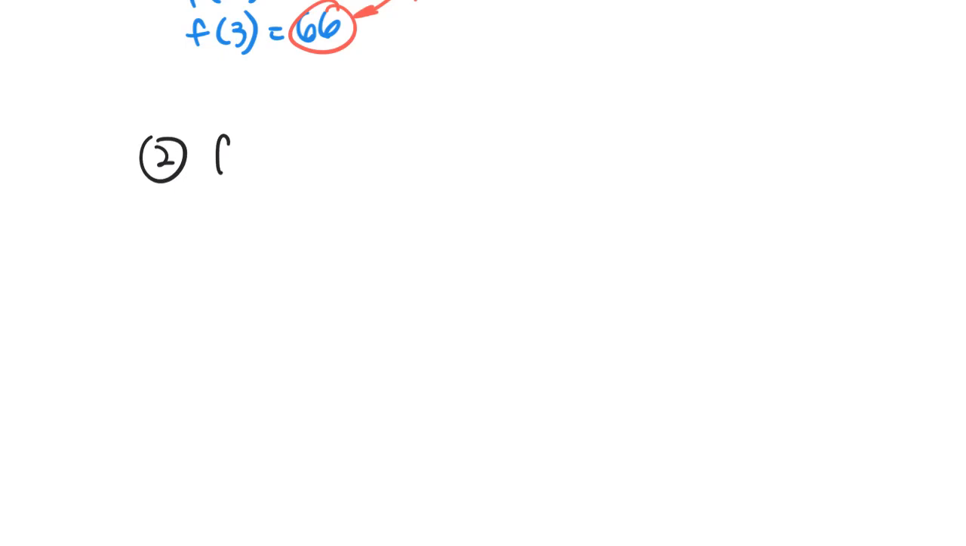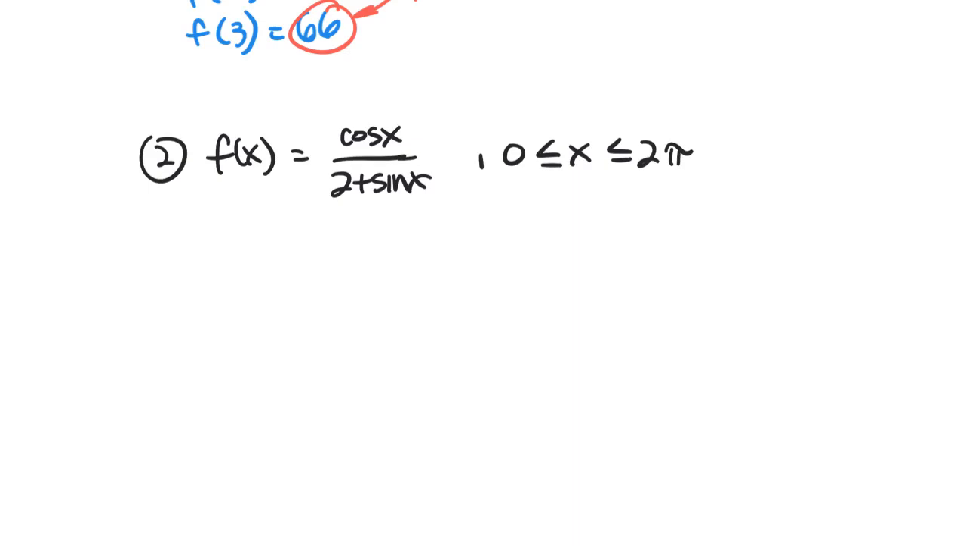And this function is f of x equals cosine of x over 2 plus sine of x. And it's on the interval x is between 0 and 2 pi. So it's on this interval.